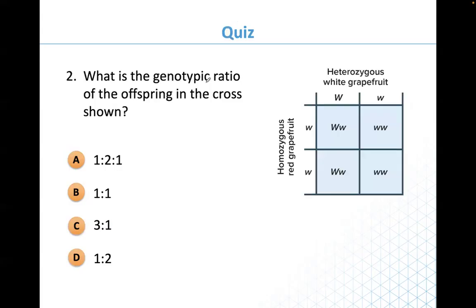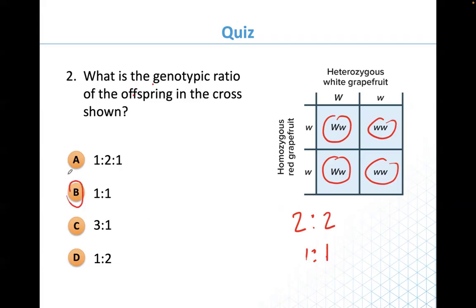So what is the genotypic ratio of the offspring in the test cross shown? The genotypic ratio means the genotypes you see. What are the genotypes? We see this genotype here is the same as this. So that's 2. This one here is the same as here. Then ratio 1, ratio 2. So that gives you 1 ratio 1, ratio 1. So that's going to be B.